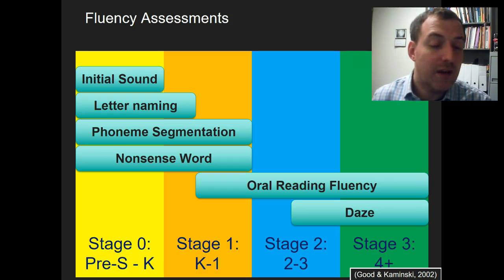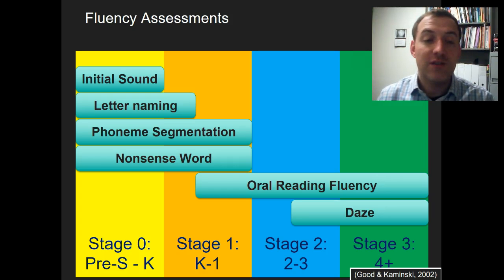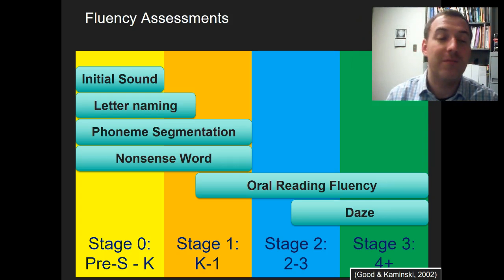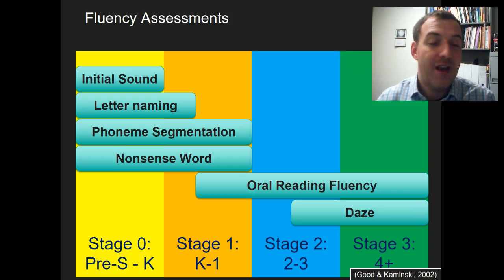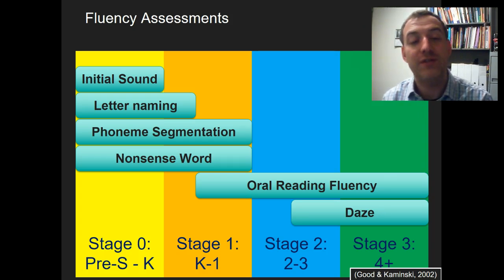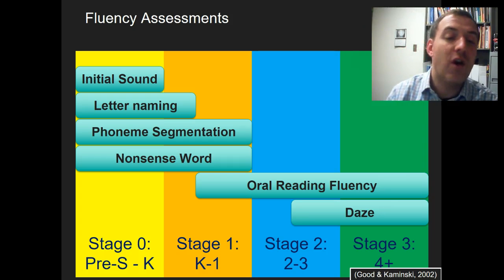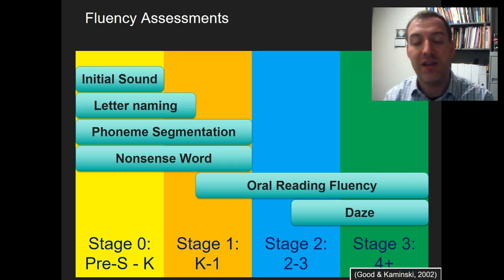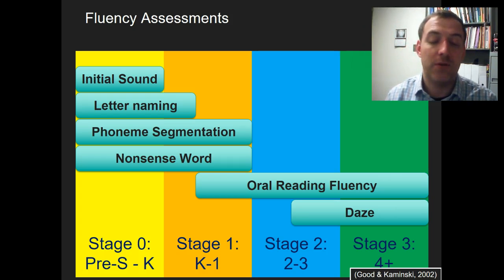So, in kindergarten, the main ones that we're using are initial sounds. So what happens is a teacher says a word and the student has to tell you what the sound of that word is. There's letter naming, the ability to show a whole bunch of letters on the screen or on a page and having the student read those letters off as quickly as possible. Phoneme segmentation, hearing a word and being able to break that word into its individual phonemes. And then nonsense word reading, where I give you a word that is not a real word, but it follows the conventions of English, and you have to read that word out loud.